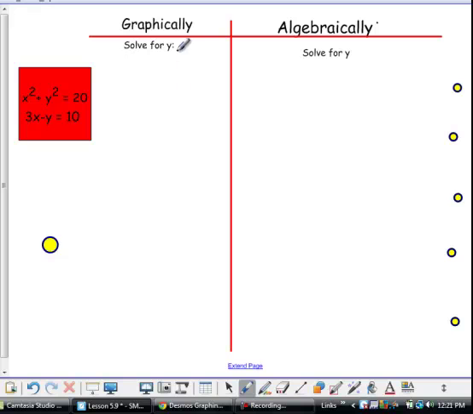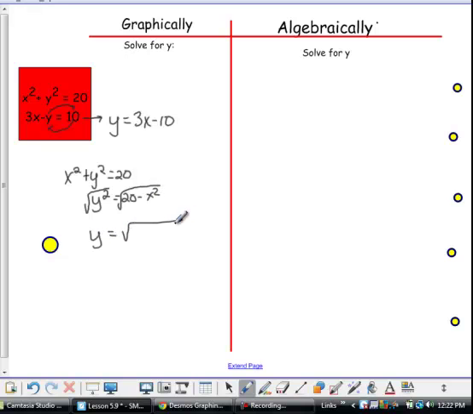Okay, when you solve graphically, the first thing you have to do is solve for y. Well, the line is really easy to solve for y. All we have to do is move the 10 over and move the y over, and we've got y equals 3x minus 10. Solving the circle for y, it's a little trickier, but we can do it. All right. X squared plus y squared equals 20. I'm going to move that x squared over. And to get the y isolated, we have to take the square root. So we have y equals the square root of 20 minus x squared.